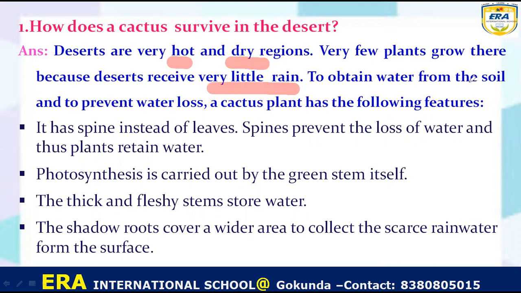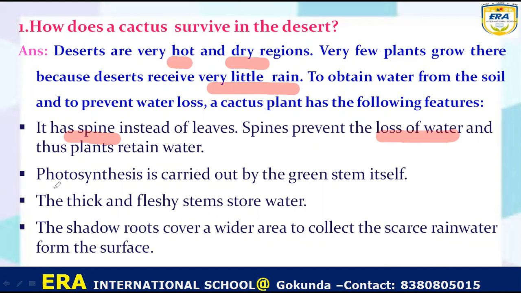To obtain water from the soil and to prevent the water loss, the cactus plant has the following features. So the first feature is that cactus has spine or thorn like structure instead of leaves. Spines prevent the loss of water. So what is the function of spine? This spine stops the loss of water and the plant retains the water.